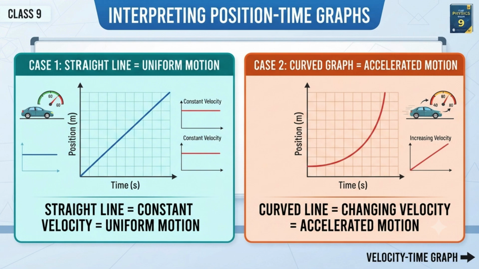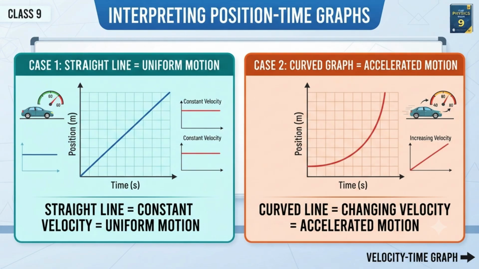Suppose the position time graph is a straight line. What does this mean? It means that the object is covering equal distances in equal intervals of time. For example, if the object travels 20 meters between 2 and 3 seconds, and again 20 meters between 5 and 6 seconds, then its velocity remains the same throughout the journey. Since the velocity is constant, the object is said to be moving with uniform motion or constant velocity.